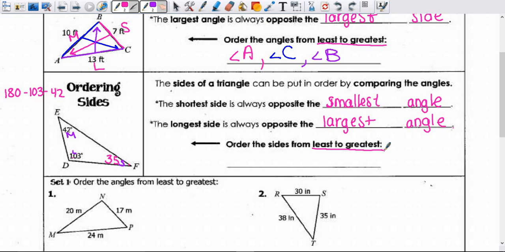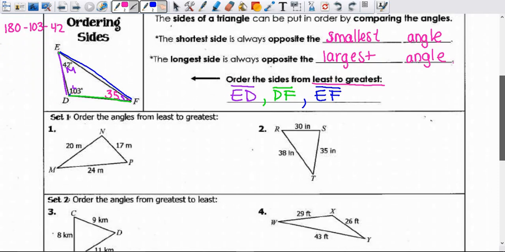This is also doing least to greatest. Okay, so I'll start with my small angle and go opposite of it, which will be side ED. All right, and then your medium angle is E right here, so I go across from it and I have DF. And then lastly, my large angle right here at D, I go across from it and I am using EF for my largest side. Okay, so that listed the sides in order from least to greatest. I'll do a couple more examples with you.